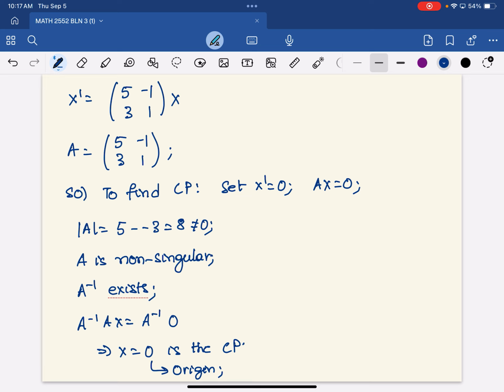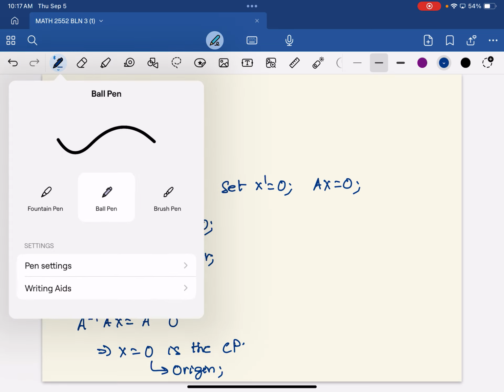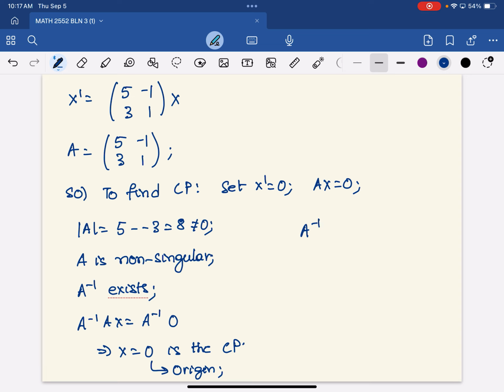Yes, Alfie. What is A inverse times A? I'm just doing the identity. A inverse times A is I. You're multiplying both sides by A inverse. So A inverse times A is I times x, equal to 0. So I times x is the vector x. So that's going to be 0 again. Right?